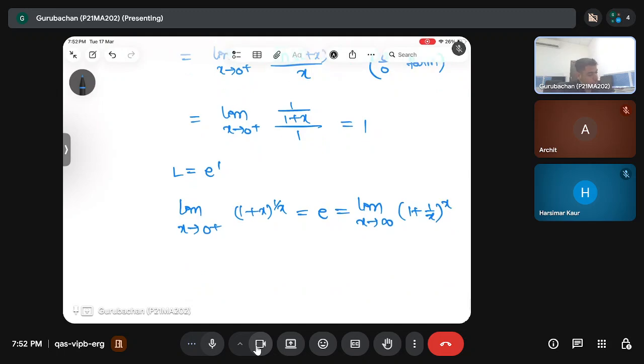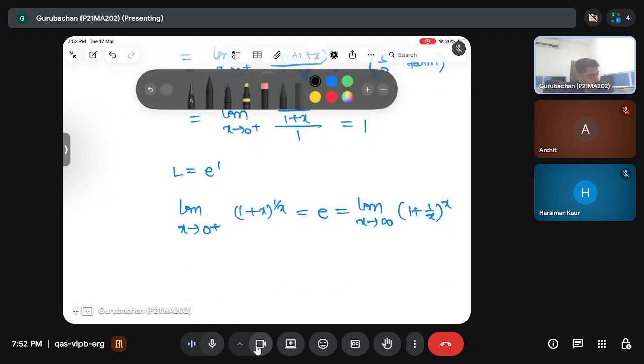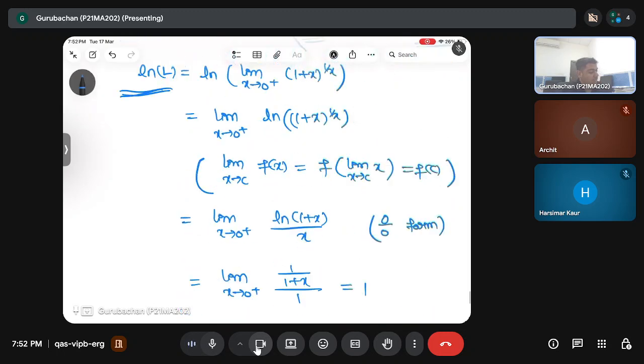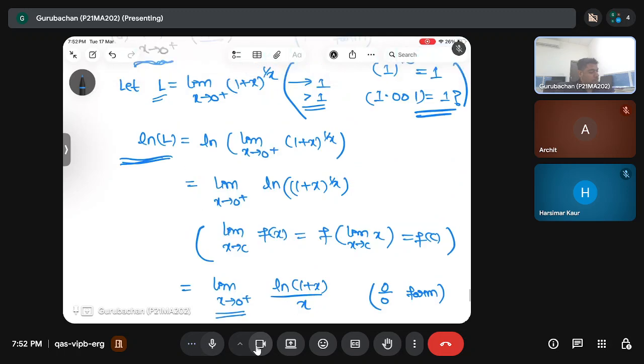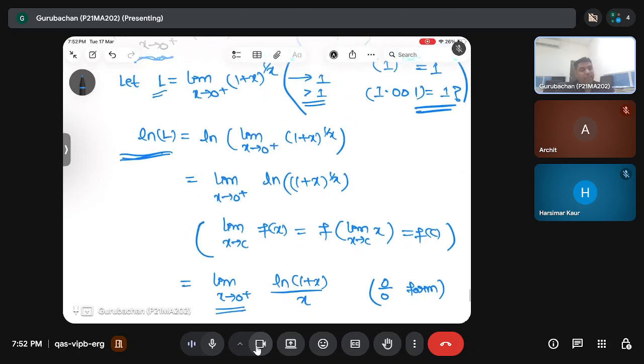So the last question is limit x tends to, let me write. 1 by ln x. Let me mention one point here. We have taken 0 positive. The reason is your ln function should be well defined over there.